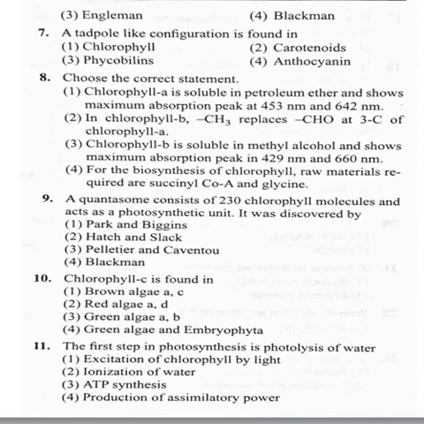Now coming to the seventh question, a tadpole-like configuration is found in option 1 chlorophyll, option 2 carotenoids, option 3 phycobilins, option 4 anthocyanin. So you know the tadpole, right? Tadpole is the larval stage in the life cycle of an amphibian. It has a very long tail-like structure. So tadpole-like configuration is found in chlorophyll.